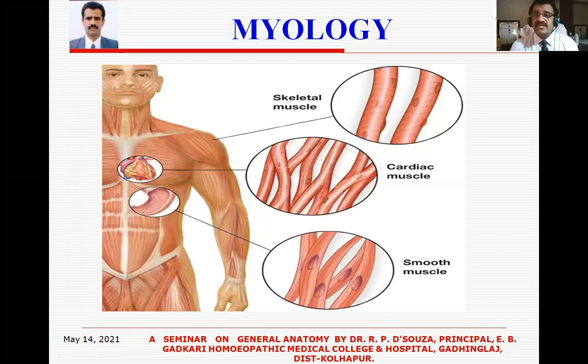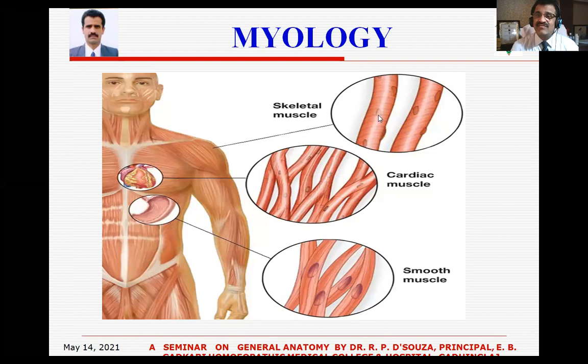The first major type is a skeletal muscle. This is called skeletal muscle because it is attached to the skeleton. They are the major muscles, the bulk of the body is made up of these muscles, and these skeletal muscles are almost 640 in total number. That means 320 pairs, because they are present on each side of the body.